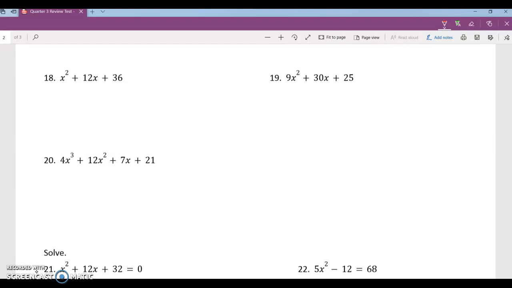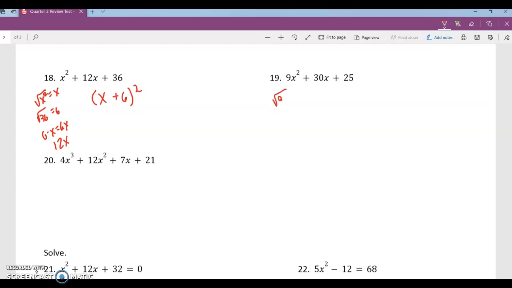The square root of x squared is x. The square root of 36 is 6. 6 times x is 6x. Double that, I get 12x. So the middle is good. So this must be x plus 6 squared.